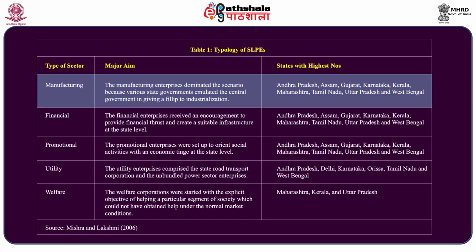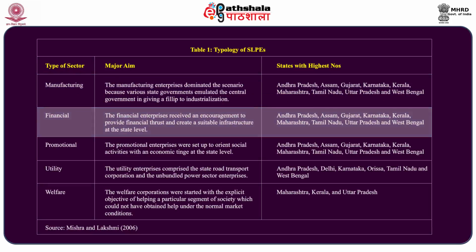For instance, manufacturing enterprises dominated the scenario of various state governments because they emulated the central government in giving a fillip to industrialization. The major enterprises dominate in states like Andhra Pradesh, Assam, Gujarat, Karnataka, Kerala, Maharashtra, Tamil Nadu, Uttar Pradesh, and West Bengal. Coming to the financial enterprises, they received encouragement to provide financial trust and create a suitable infrastructure at the state level.